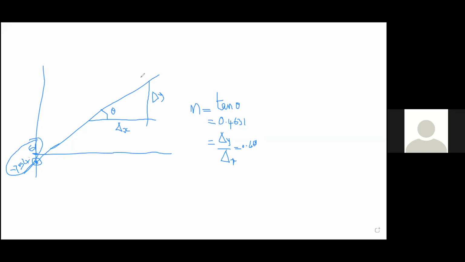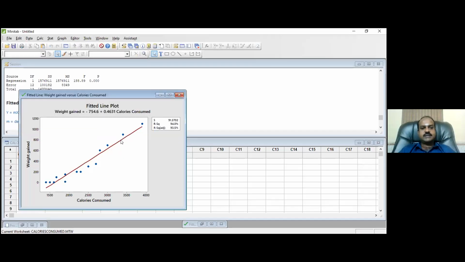Now I will show you the graph again. I will go to Minitab again. Now look at your regression equation. Now do you understand the value minus 754.6? You also understand 0.4631. Now the regression equation is ready. Yes. Now how is this 0.4631 helping you? 0.4631 is telling you that when I increase the x variable by 1 unit, the y variable will increase by 0.4631 unit. Am I correct?